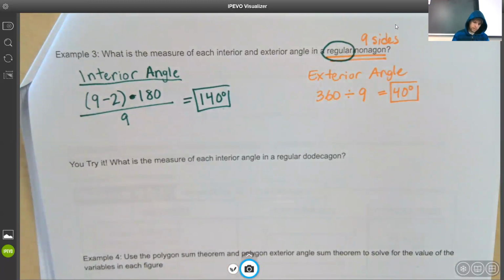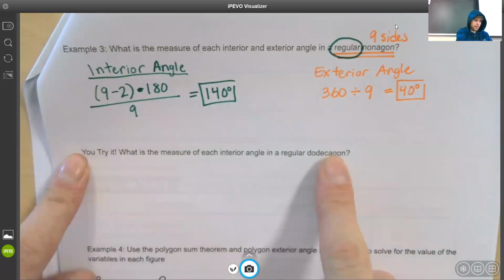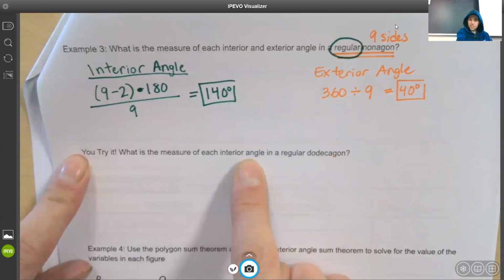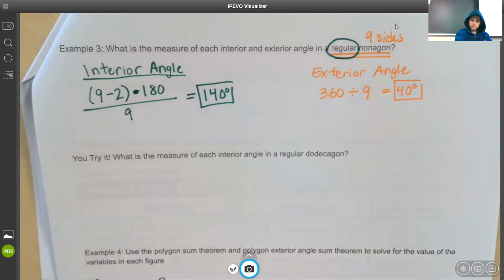All right, you can see this question down here. Please pause and try to answer this question. It says measure each interior, also find the exterior.